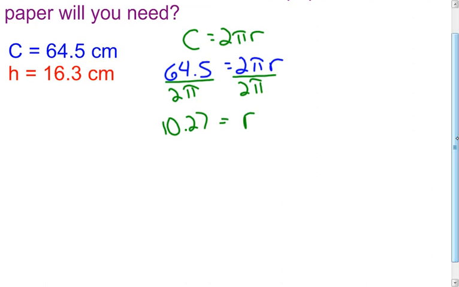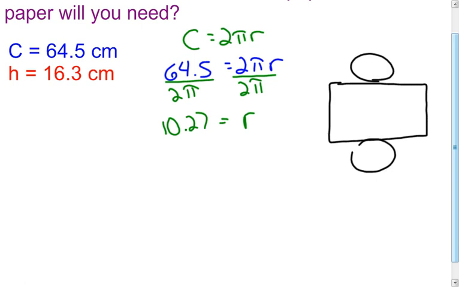All right, now I have that done. So, being the picture person I am, I'm thinking about my ice cream bucket, and it's going to be the rectangle and the 2 circles that I have to cover with paper. I just figured out that the radius of each of these is 10.27. I already know that the height is 16.3 centimeters, and the circumference is 64.5 centimeters long. Remember, the circumference is the same thing as the length of my rectangle.